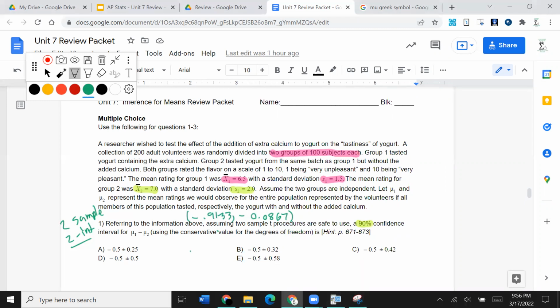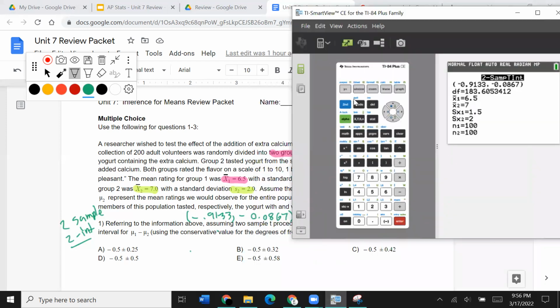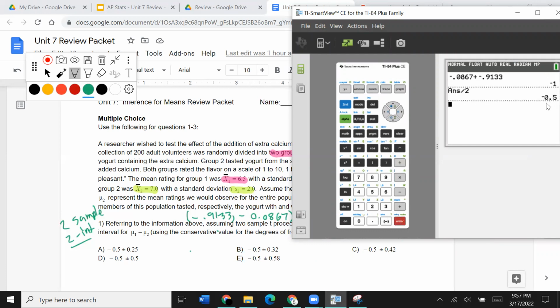So notice it does not give you the difference. Now you know that middle number is going to be negative 0.5 because they're all starting with that. But if you have the 2 ends of the interval, you can get your point estimate and your margin of error by just taking the lower and the higher number and adding and subtracting and dividing by 2. So if I want to get that middle number, I'm just going to do negative 0.0867 plus negative 0.9133. I'm going to take that number, oh, it's negative 1. I'm going to divide it by 2. And of course, there's your middle number, your point estimate.